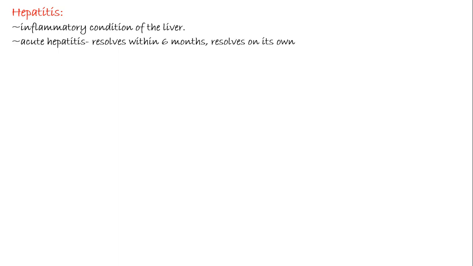Hepatitis is the inflammatory condition of the liver. It can be of two types. The first one is acute hepatitis. Acute hepatitis lasts not more than 6 months and it resolves on its own.